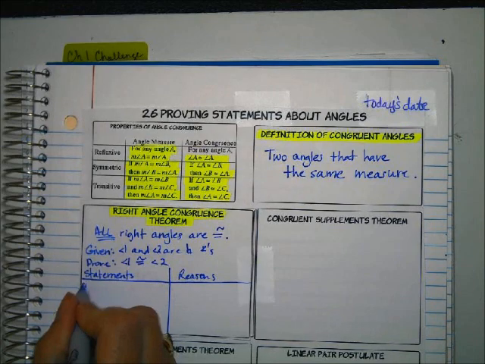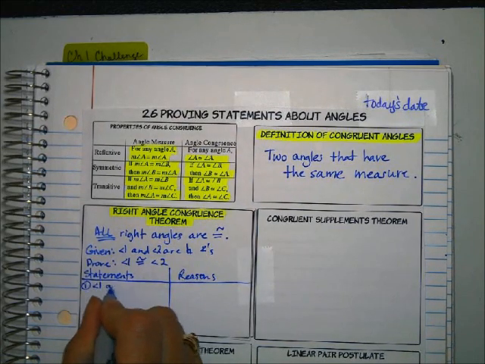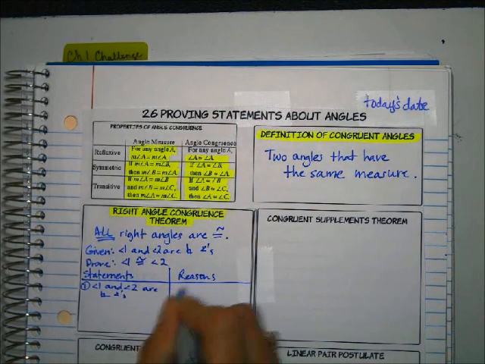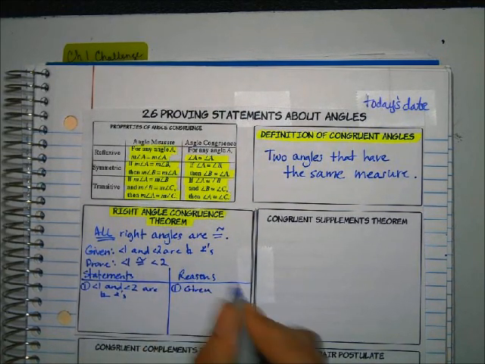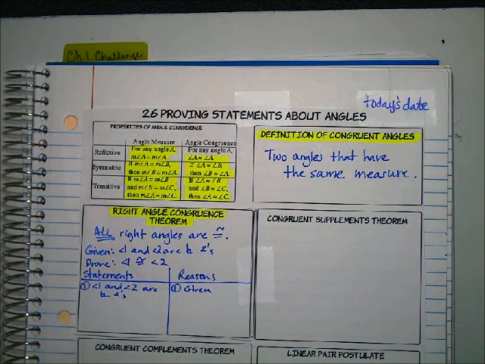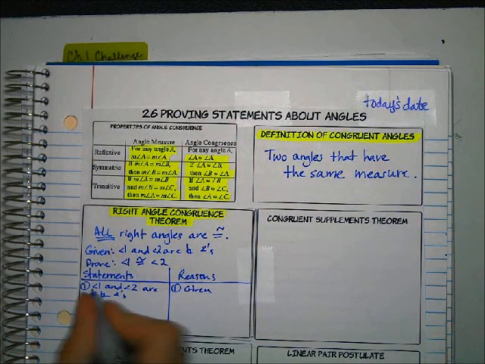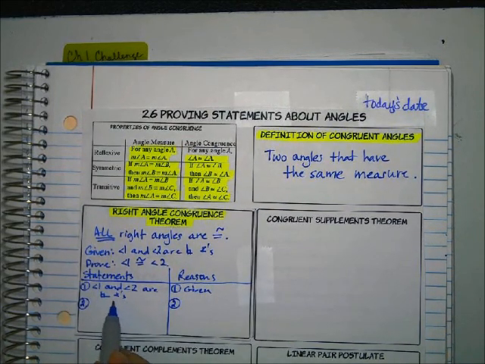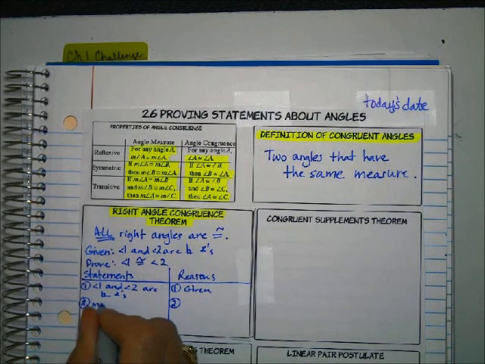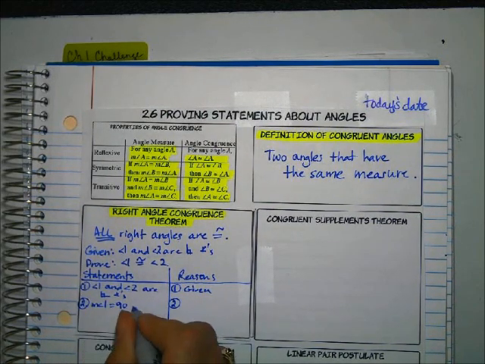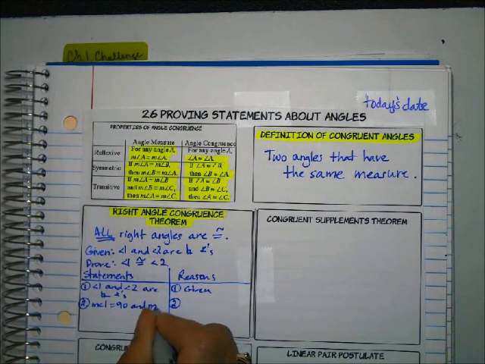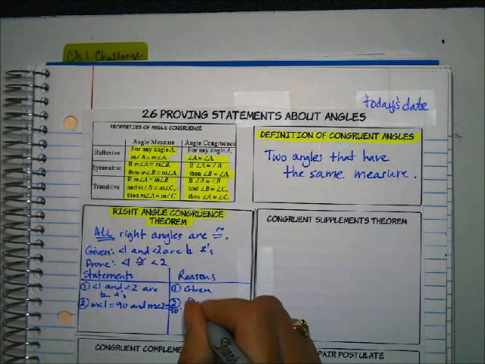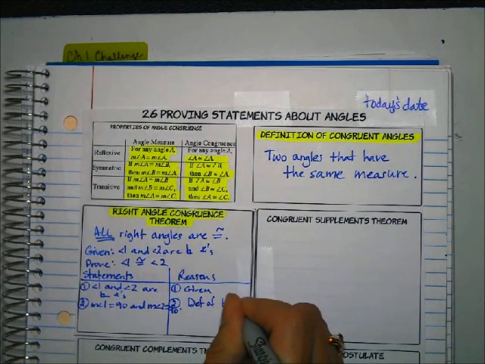The first statement is the given: angle 1 and angle 2 are right angles. That's given. Then step number 2, since we know they're right angles, most of you know what I'm thinking here. If they're right angles, we know they equal 90 degrees. So we'll say the measure of angle 1 equals 90, and the measure of angle 2 equals 90. That's just the definition of a right angle.